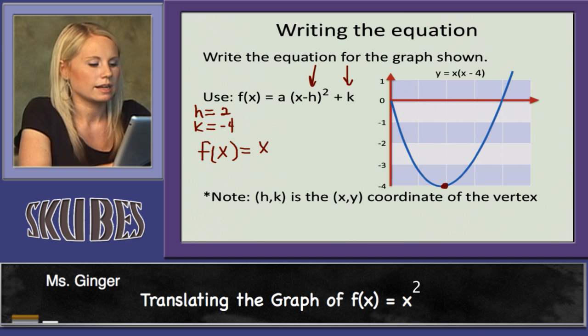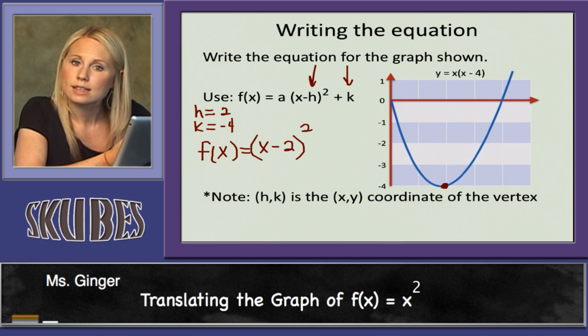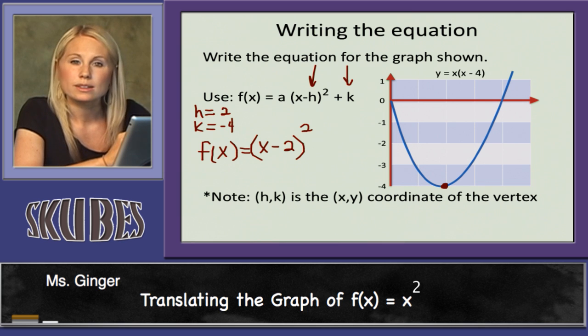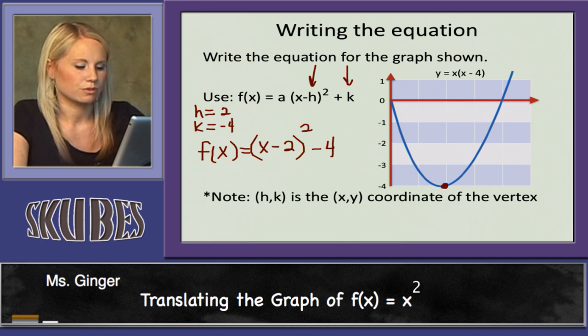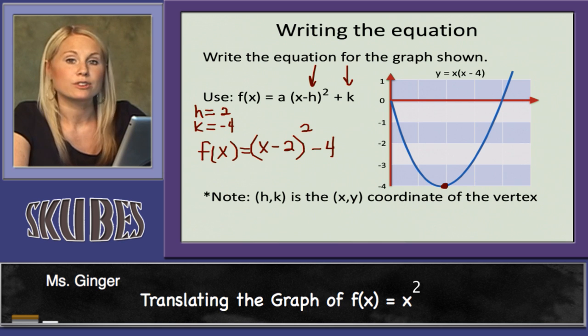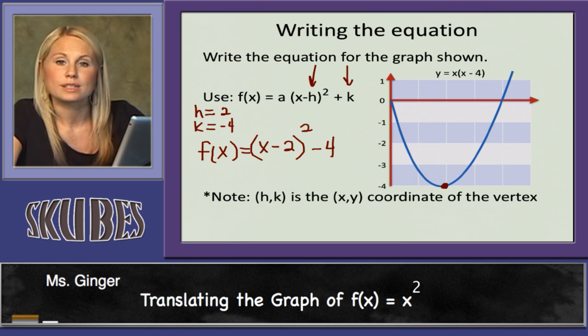We will fill in x minus our h, plus our k, and remember our k is negative again. So instead of saying plus -4, I'll go ahead and simplify with those signs and say -4. All right, so take a look at that because that is our equation for the graph shown. So this concludes our lesson on translating the graph of f of x equals x squared.